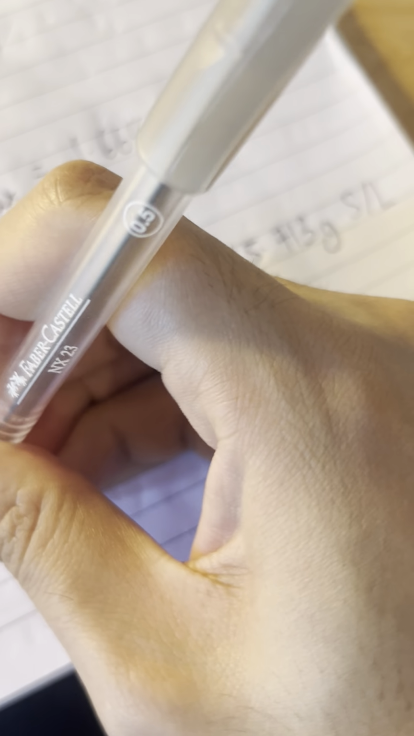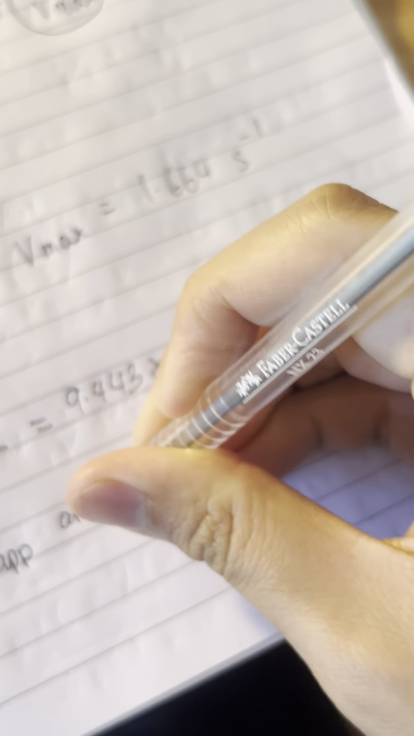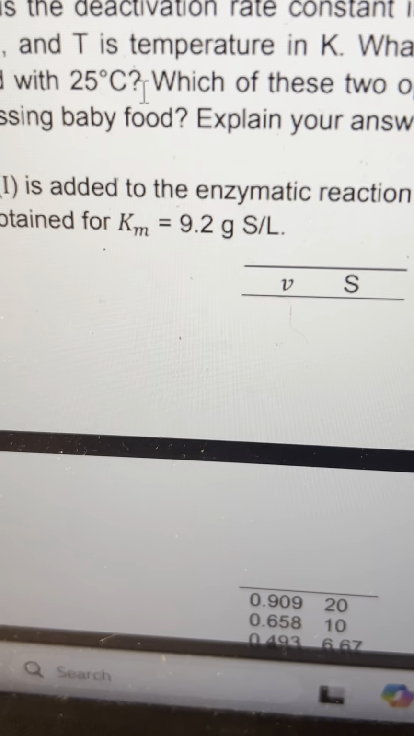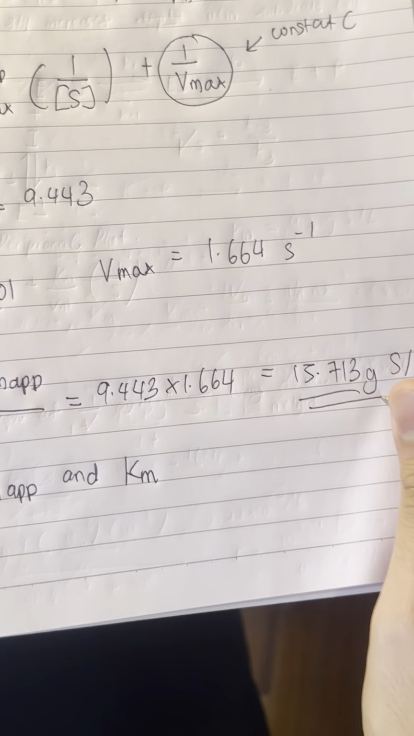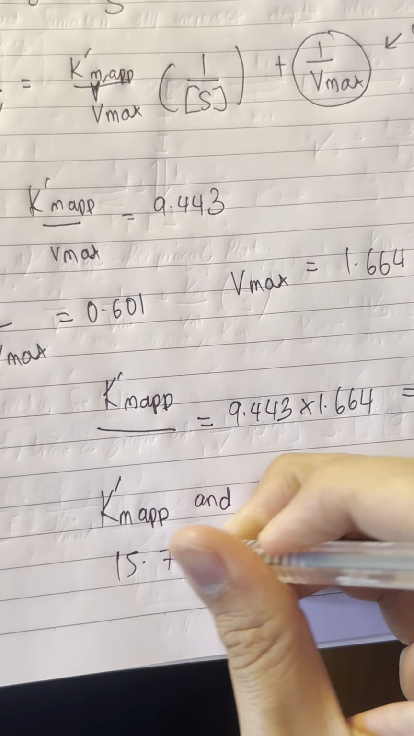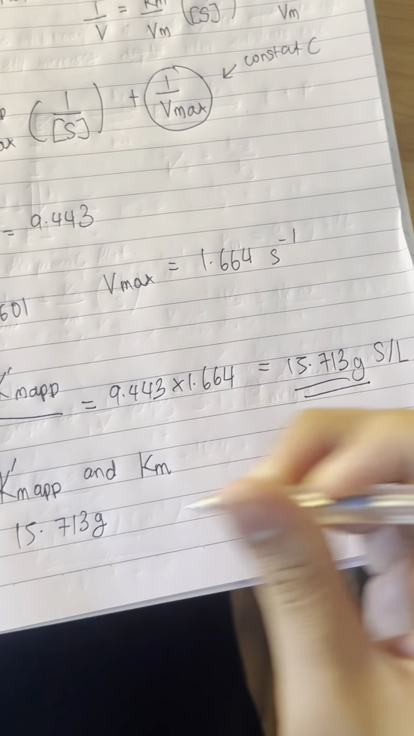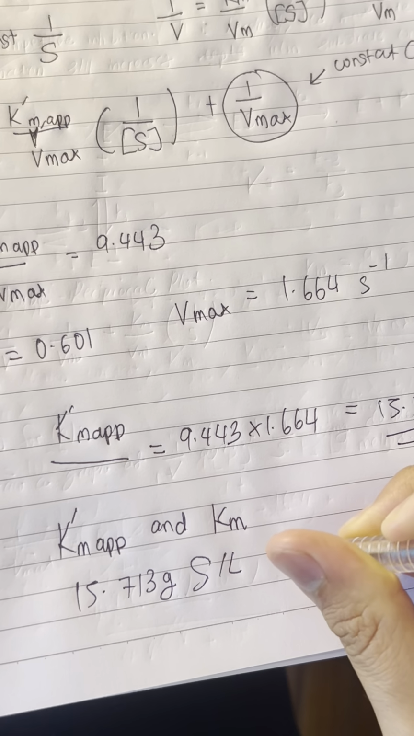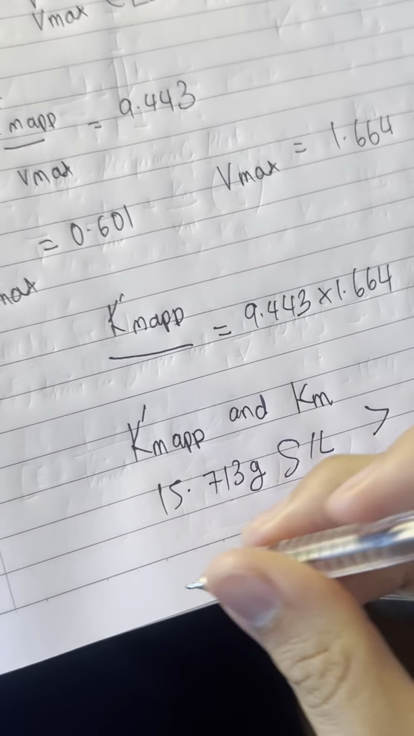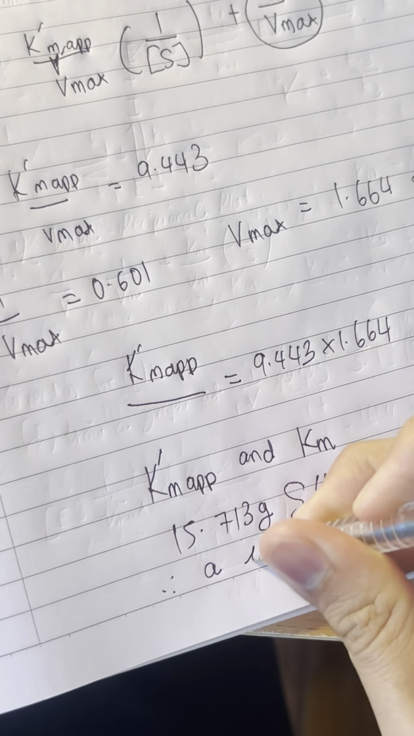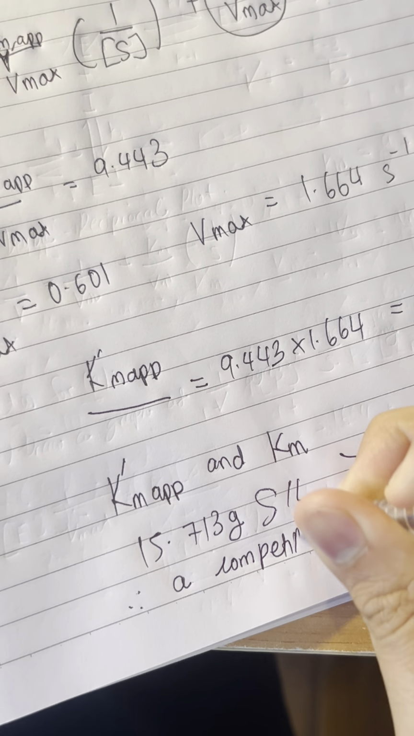gram S per L. Okay, afterwards, what we need to compare here is the Km apparent and the Km found in this question. Okay, so we can see that this value, 15.713 gram S per liter, is greater than 9.2 gram S per liter. So what we can conclude is that this is a competitive inhibition. Okay.